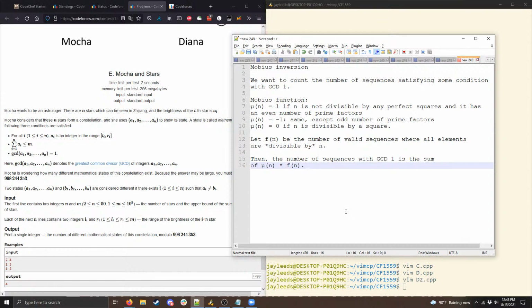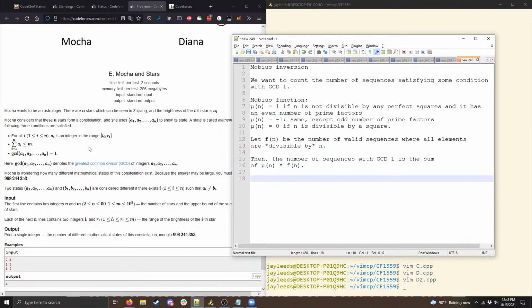Okay, so that's the Mobius function. I have a template to compute it, and so now what we've reduced this to is we need to count the number of valid sequences where all elements are divisible by n, for all possible n. And the first thing I'm going to do is reduce this to the case where n is equal to 1.